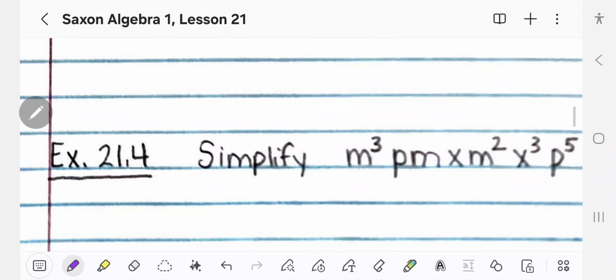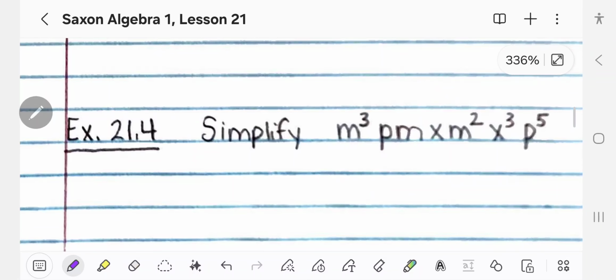Example 21-4, we're going to look at each variable separately. We've got m, and here's another m, and here's another m. Let's look at their exponents. There's a 3 here. What's here? There's a 1, and then there's a 2 here. So 3 plus 1 is 4, plus 2 is 6.